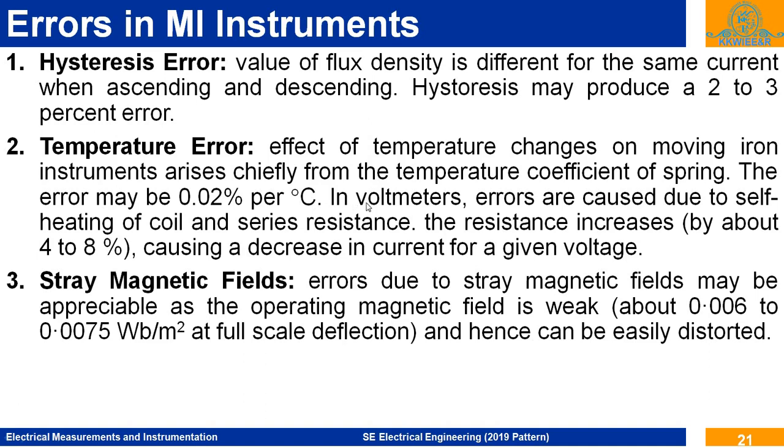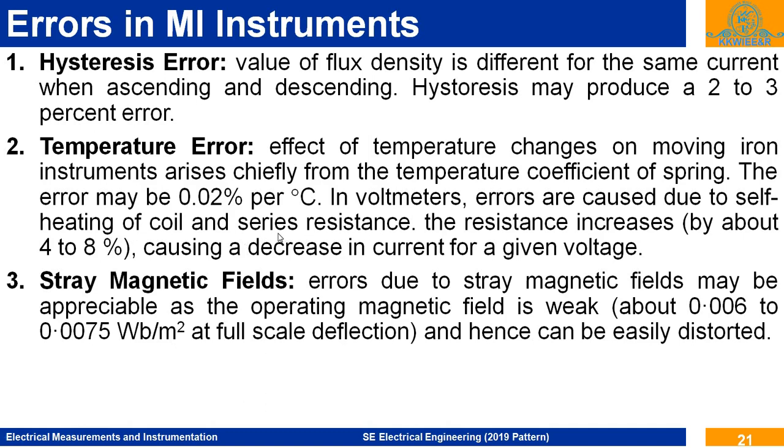And again, heat is generated in the stationary coil because of the current flowing through it. This generates an error caused by the self-heating of the coil and the series resistance connected in the voltmeter. So we try to avoid the flow of large current through this coil, and allow only a current proportional to the voltage. So a series resistance is connected.